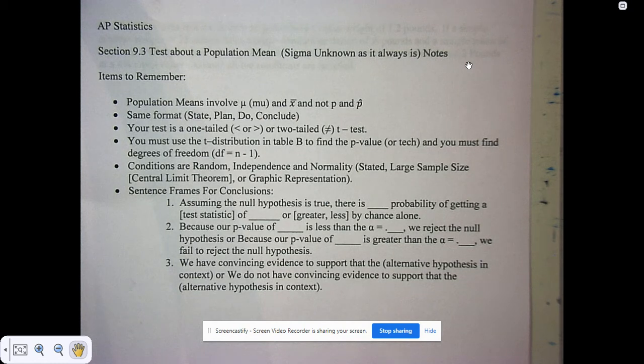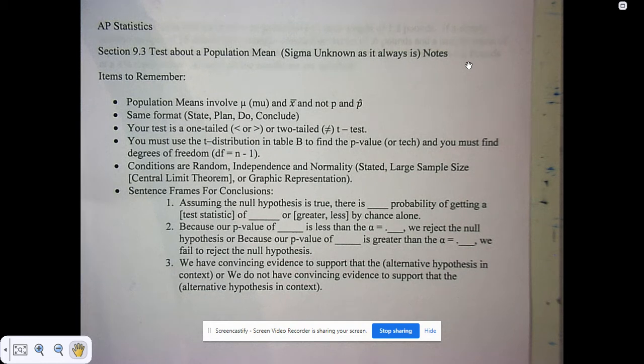Conditions: random, independence, and normality. Same exact ones that we're dealing with for the other test. We deal with normality this time, just like we did with the confidence interval. It's either going to be stated that the population is normally distributed, and that's great because that's a little less work than anything else. We could have a large sample size, which means n is equal to 30 or more, then that's the central limit theorem. Or we could have a graphic representation. So some things you're going to have to put as a graph, some things you're going to have to talk about as a large sample size.